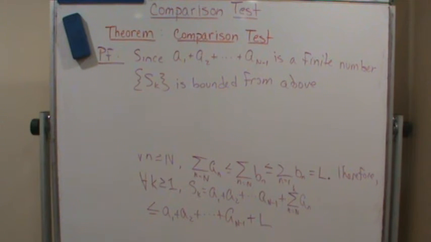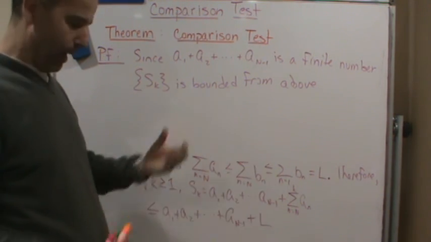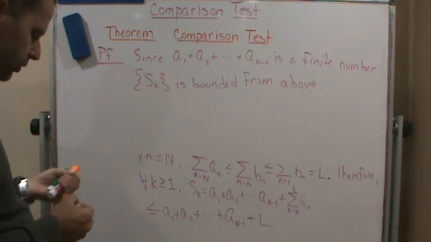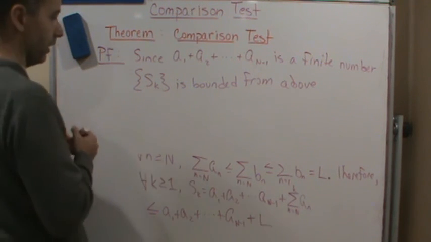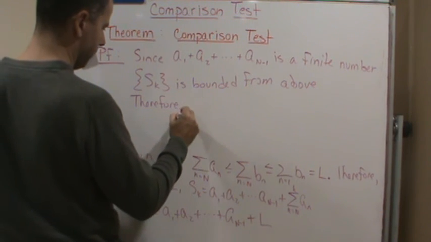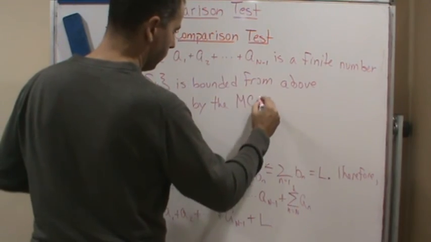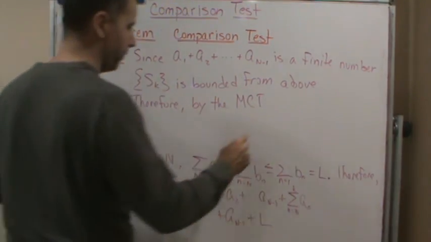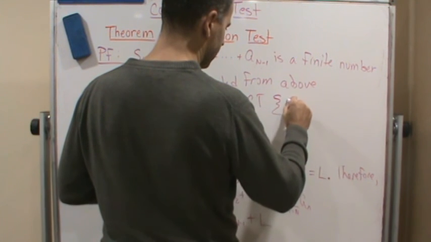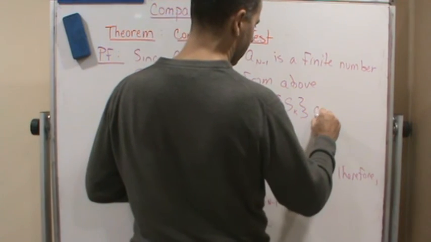Okay, now, that pretty much gives it to us. Because what do we have? We have an increasing sequence of partial sums, right? Now that we showed that it's bounded, well, the monotone convergence theorem. So therefore, by the monotone convergence theorem, the sequence of partial sums converges.